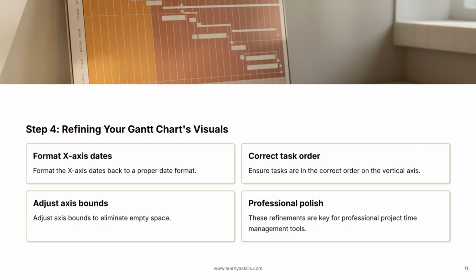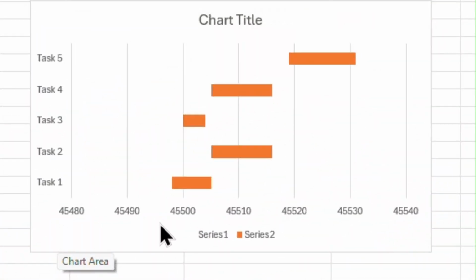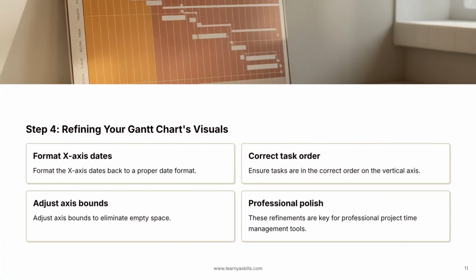While you now have a functional Gantt chart, a raw chart often needs some polishing to be truly professional and easy to read. This involves several key refinements. We need to format the x-axis dates back to their original, readable date format. We'll also ensure your tasks are listed in the correct order on the vertical axis, matching your data table. Finally, we'll adjust the axis bounds to eliminate any awkward empty space. These steps are crucial for transforming your chart into a professional project time management tool.